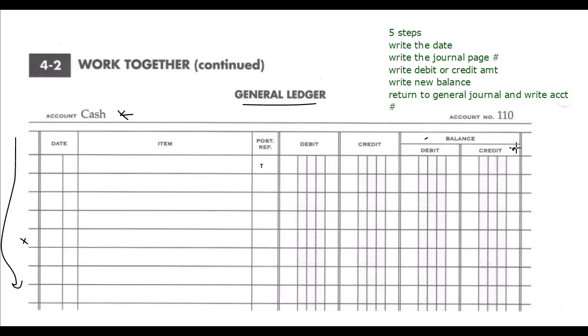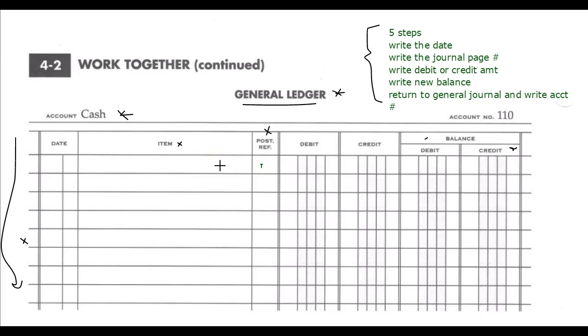So what I want to do is go through the 5 steps of posting to the ledger from the journal, and we're going to do a few step by step so that we can get the hang of this. So the 5 steps, when we're working with the ledger, are, of course, we have to write the date. Item number, not so important right now. Post reference number is important. This is the page number from the journal that references this item.